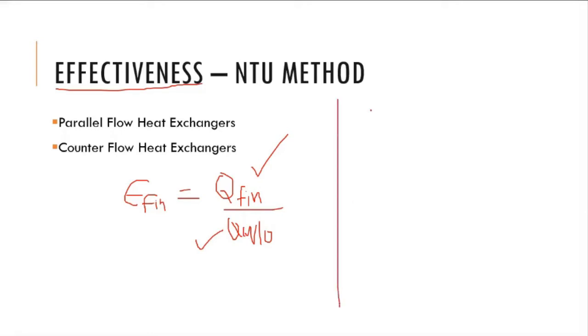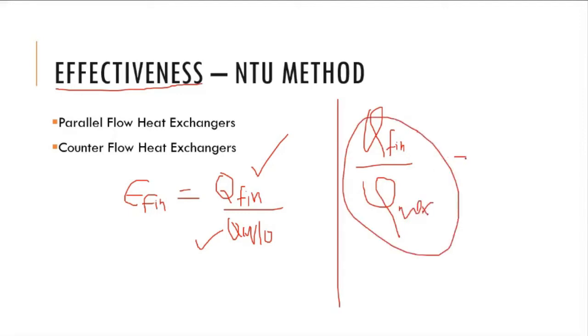Someone else said it is Q fin divided by Q max. This is not effectiveness, this is efficiency. This term was called as efficiency of a fin. Any doubt in this part? Any doubt in efficiency of a fin? Any doubt in effectiveness of a fin?